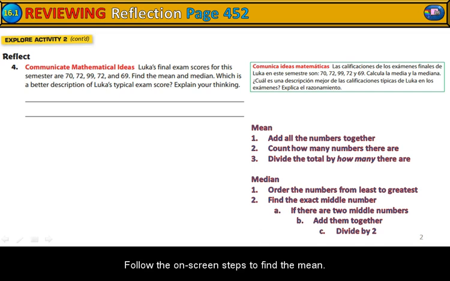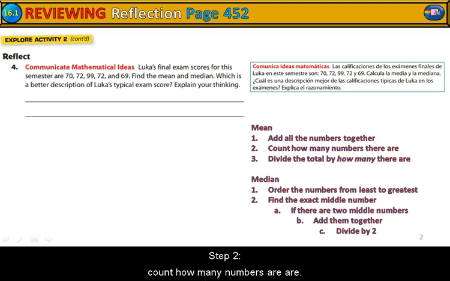Let's follow the on-screen steps to find the mean. Step 1. Add all the numbers together. Step 2. Count how many numbers there are. And step 3. Divide the total by how many there are.